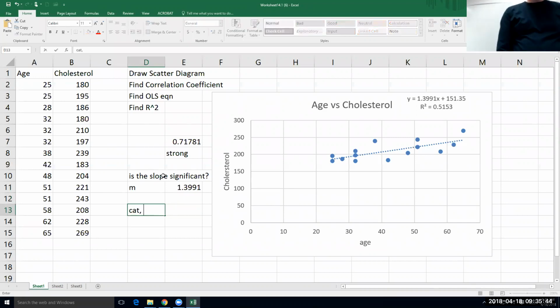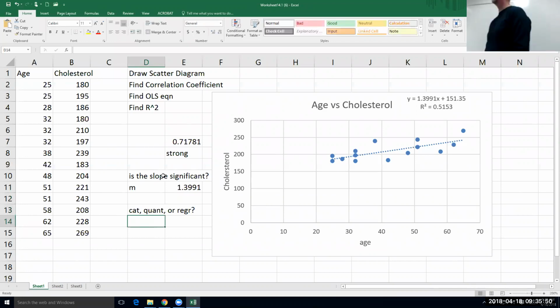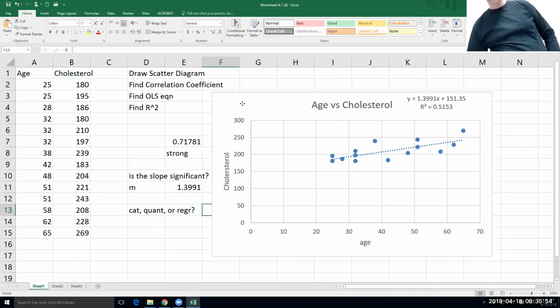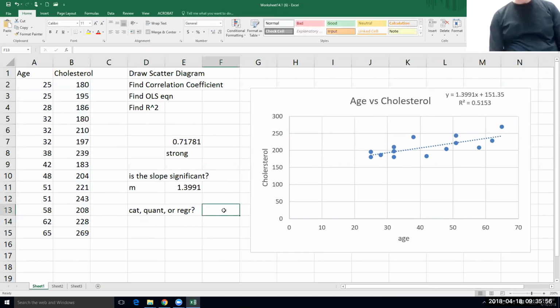Are the data categorical, quantitative, or regression? Regression. Finally, we got to say regression. It's about time, right? End of the semester, it's regression. We've been waiting all semester to do that, haven't we?